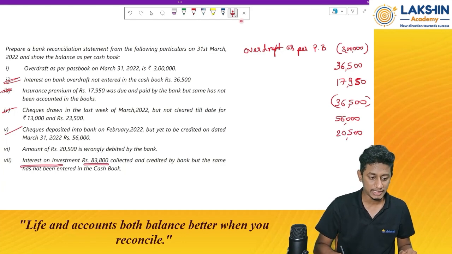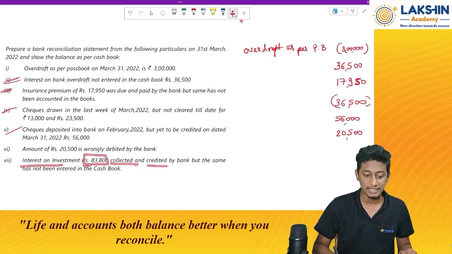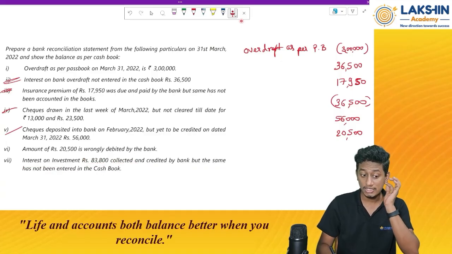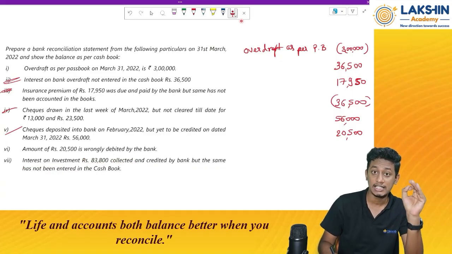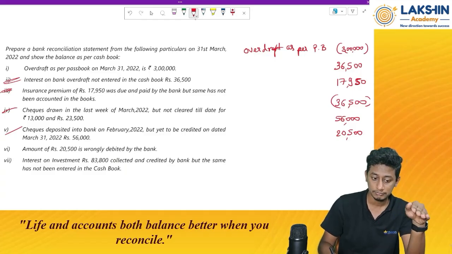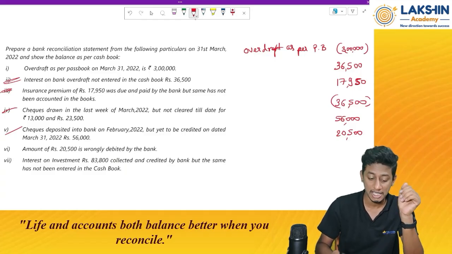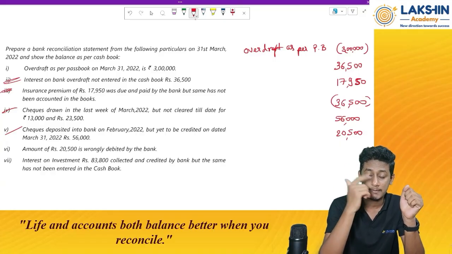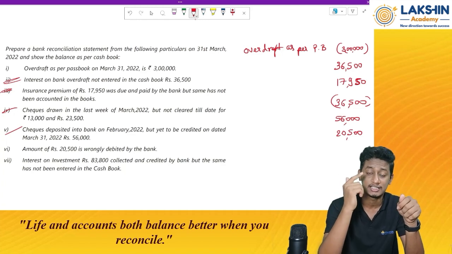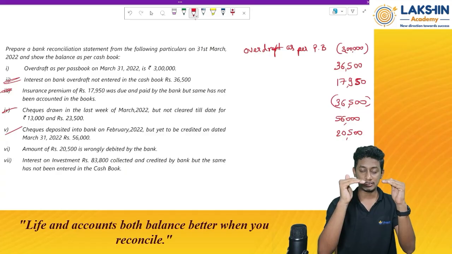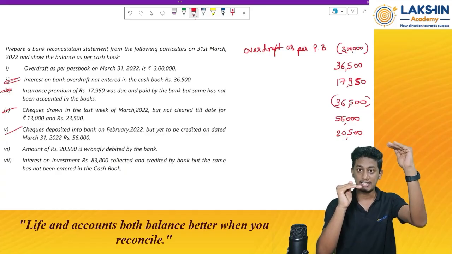Then interest on investment rupees 83,800 collected and credited by the bank, but the same has not been entered in the cash book. So what has happened? 83,800 has been collected by the bank and credited to the bank. But the same has not been entered in the cash book. So whenever there is a credit in the bank passbook, does that mean the balance has increased or decreased? It is increased because the liability of the bank towards me is increased. So it is credited to the account. Okay, fine. So that means both were equal. So bank has got the interest on investment, the balance has increased by so much amount.